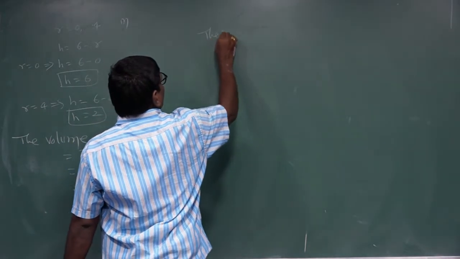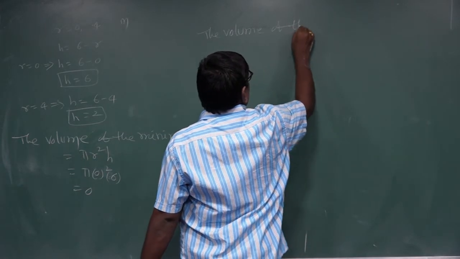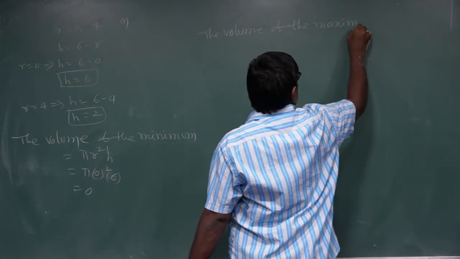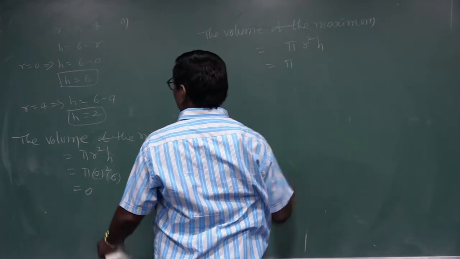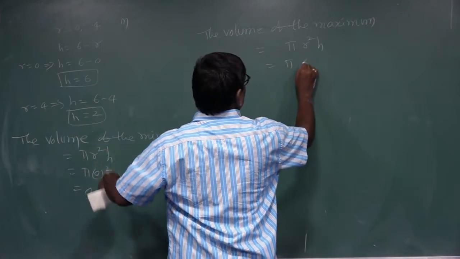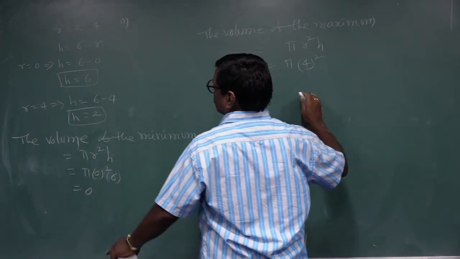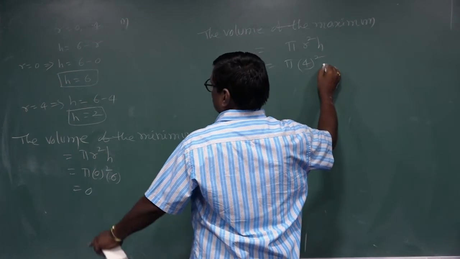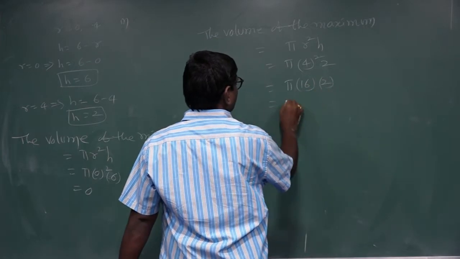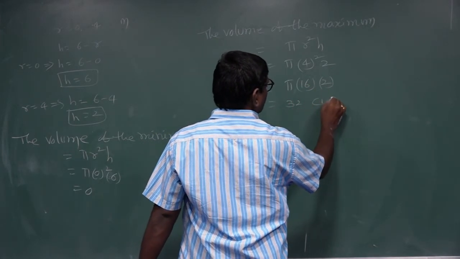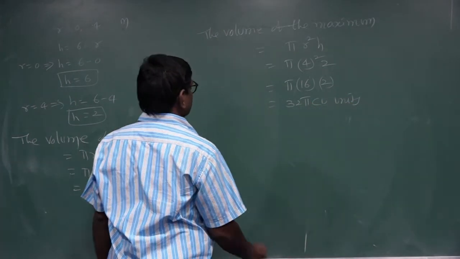The value of the maximum is equal to pi r square h. Pi into r value is 4, whole square, into h value 2, equal to pi into 16 into 2, equal to 32 pi cubic units.